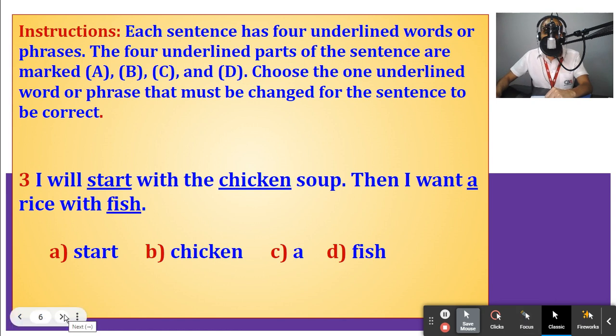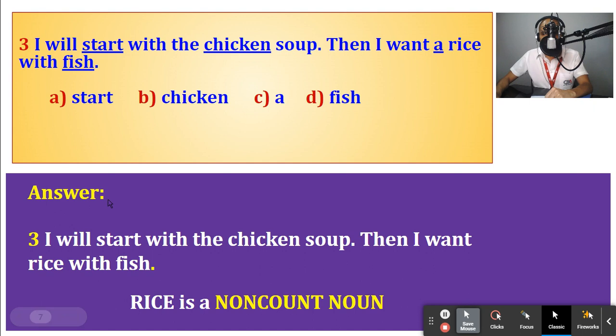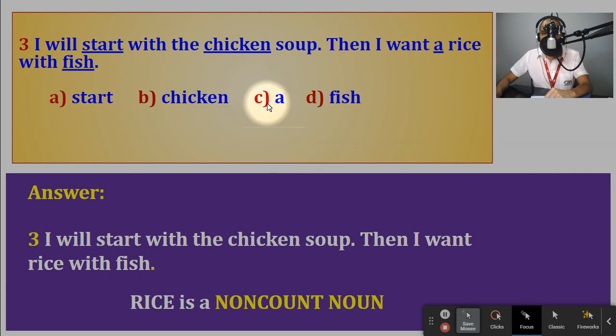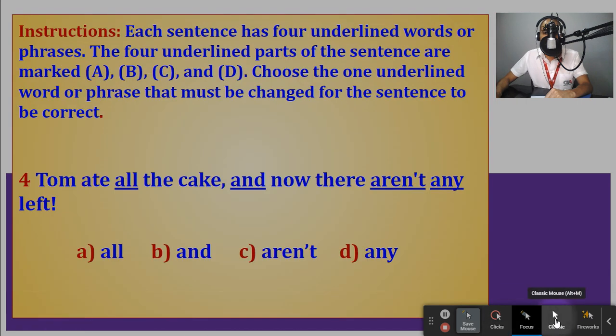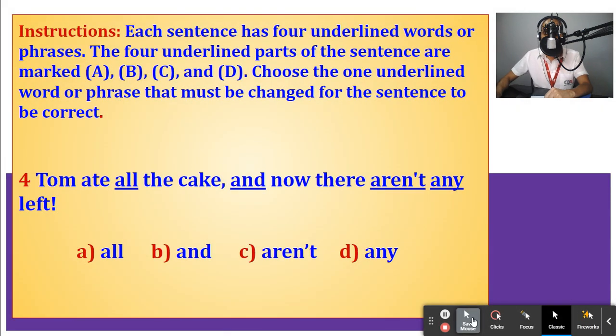Okay, let's see what the mistake is in this case. Well, number three says, I will start with the chicken soup. Then I want a rice. Here, as you can see, the mistake is letter C. Why? Because rice is a non-count noun. Therefore, I don't need to use the article a. The article a is just for singular, like for example, a banana, an apple, a book, etc. In this case, we have rice, which is a non-count noun. Let's continue with number four. Please read the sentence and find the mistake. You have 20 seconds.